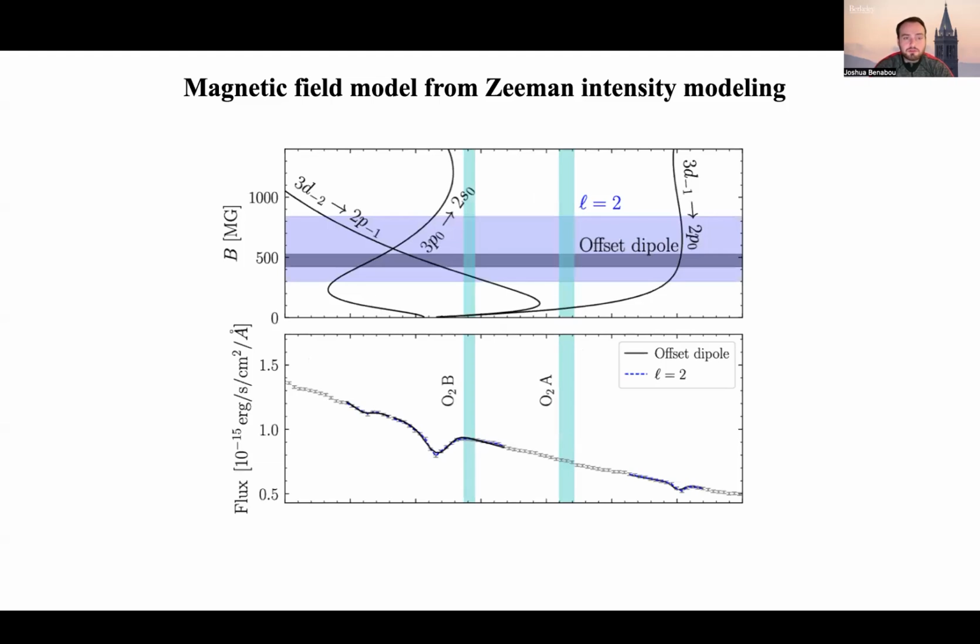In order to compute the level of linear polarization induced by axions, we need to know the magnetic field of the star. For the stars observed in this work, we constrain the magnetic field geometry through Zeeman intensity modeling, meaning that we use the magnetic field dependence of the locations in wavelength space of the Balmer alpha lines of hydrogen. We are thereby able to constrain the magnetic field on the surface of the star by measurements of the flux as a function of wavelength.